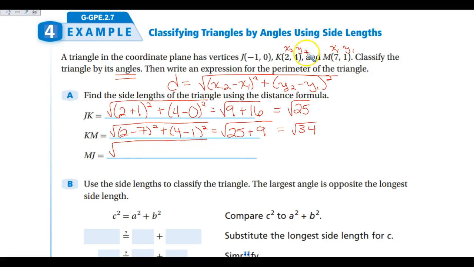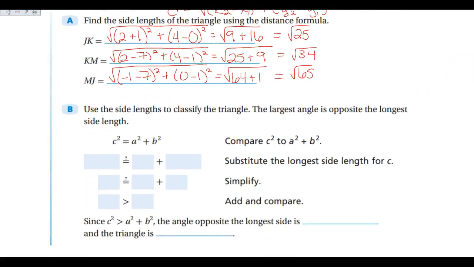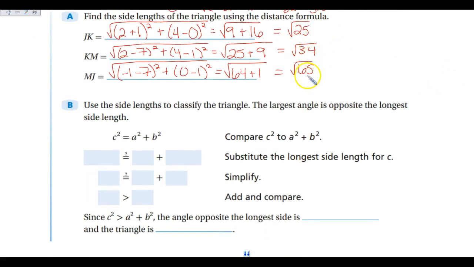All right, then we're going to do MJ. Again, I'm going to leave M as x1, y1. We're going to make J x2, y2. And x2 is -1 minus x1, which is 7, quantity squared, plus y2, which is 0, minus y1, which is 1. So -1 minus 7 is going to be -8. Squared is going to give me 64. And 0 minus 1 is -1, squared, which is 1. So this is going to give me the square root of 65. So now I have my 3 side lengths. I have the square root of 25, the square root of 34, and the square root of 65.